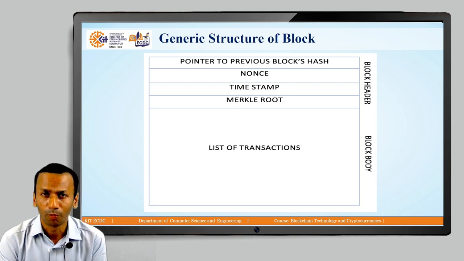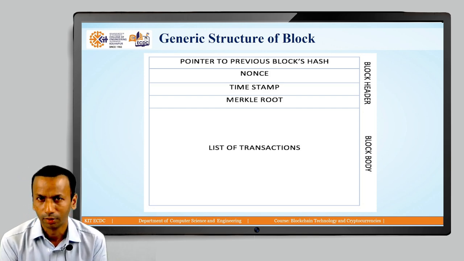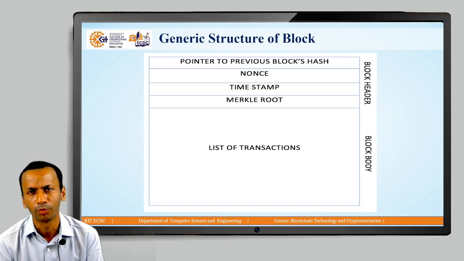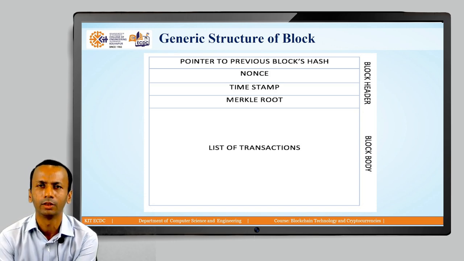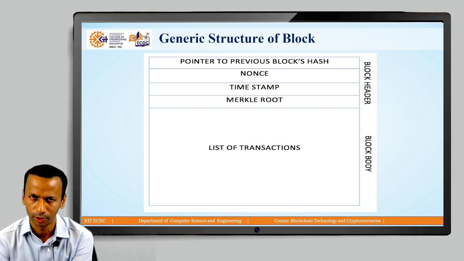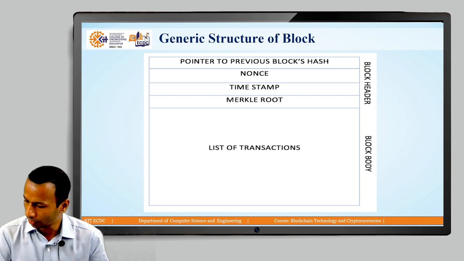Now the next component stored in the block header is called a nonce. So what is a nonce? A nonce is a number. It is any random or pseudo-random number which is generated and used in a number of cryptographic algorithms. As we studied in information security, it is a pseudo-random number used for the unique identification of a particular transaction. That is what the nonce is.